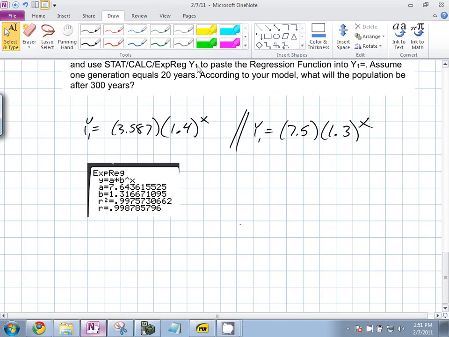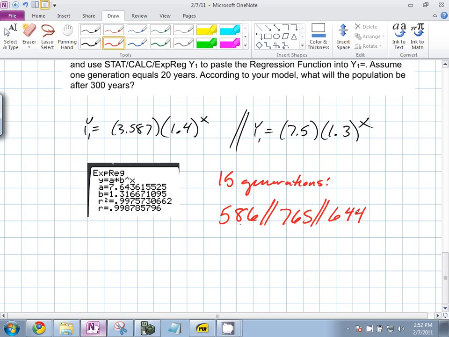So according to your model, what will the population be after 300 years? So how many generations is that? 15 generations. Now, do you have your predictions? What do you think it is? Danilo, what do you think it is? 586. Okay, anybody else? 765. 765, Mariah. Yep, good. These are good. This is about exactly the same type of numbers and spread that we got in B block. C block had some really strange numbers.